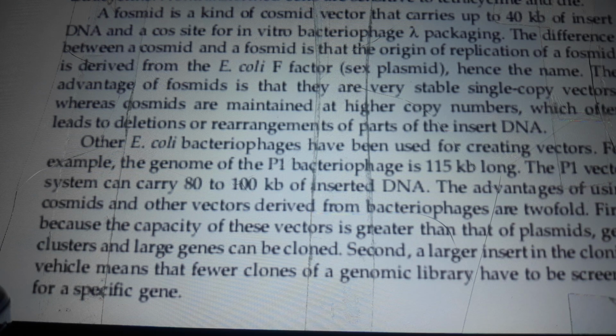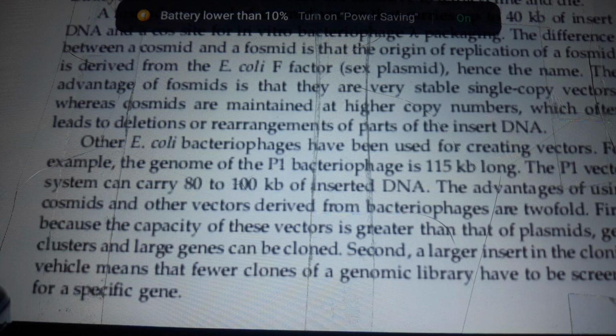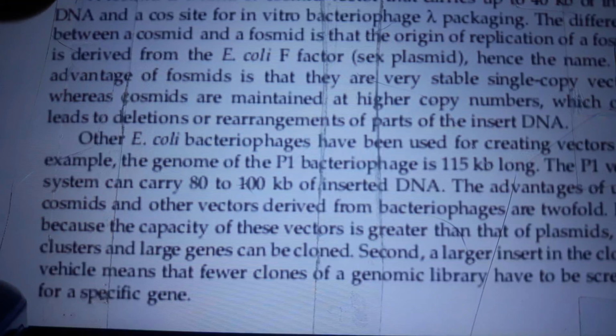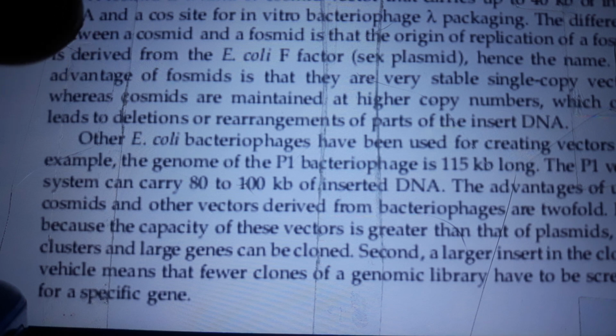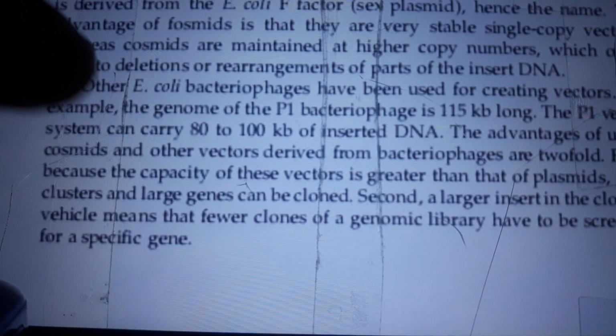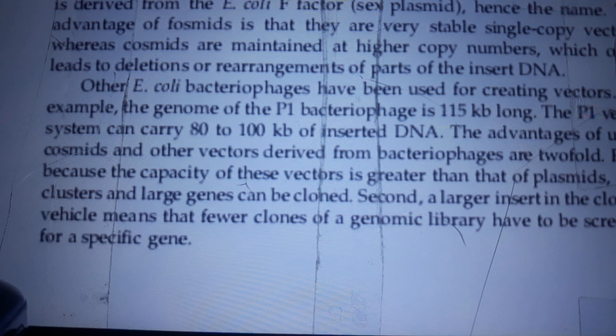A fosmid is a kind of cosmid vector that carries up to 40 kilobases, that's essentially base pairs, of insert DNA and a cos site for in vitro bacteriophage lambda packaging. The difference between a fosmid and a cosmid is that the origin of replication of a fosmid is derived from the E. coli F factor, hence the name.